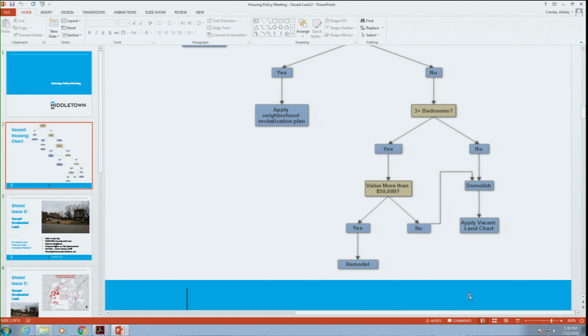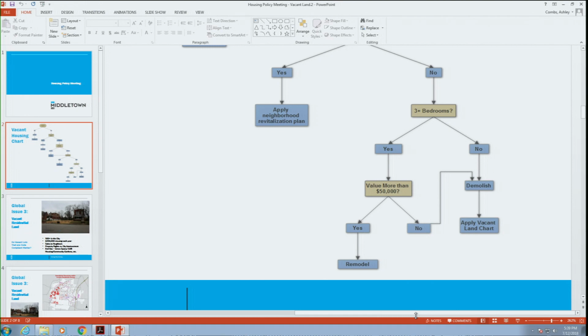Then you go to value. Is it more than $50,000 in value for the house? If it's under $50,000, we may want to go to demolition. If it's less than 3 bedrooms, we may want to go to demolition. And then again, anytime we go to demolition, we go on to the vacant land chart, which we haven't gotten to yet, and we apply that, and that's what we do with the lot.